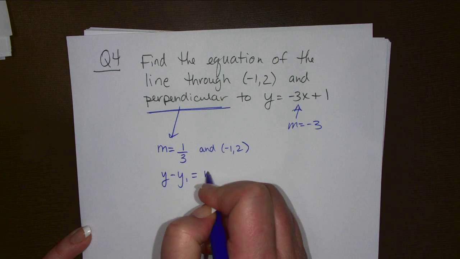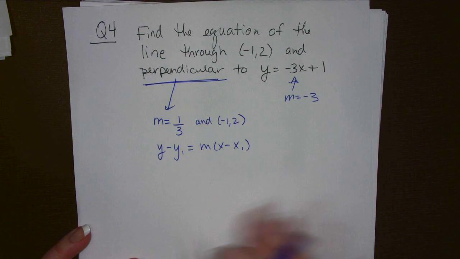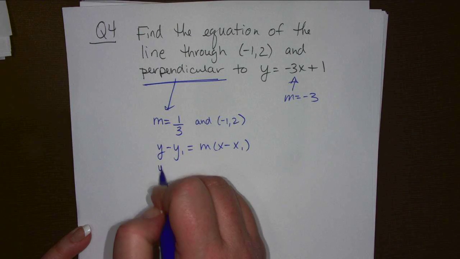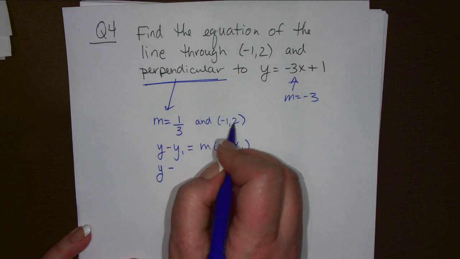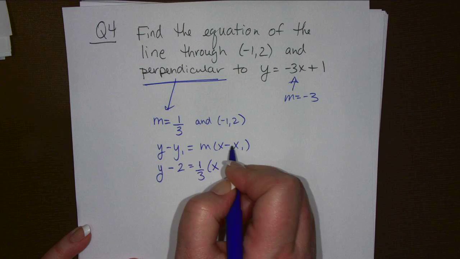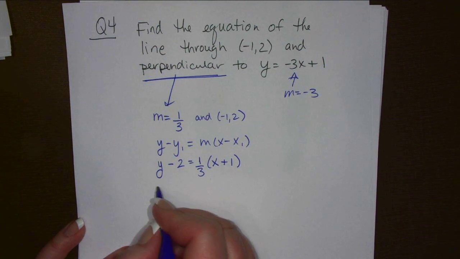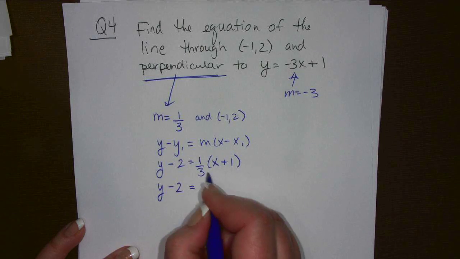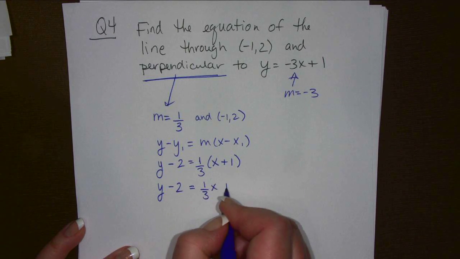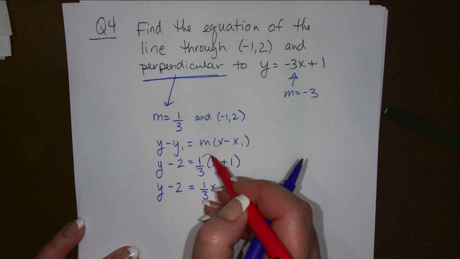So an equation of a line. Plug this information in and rearrange it. So y minus 2 equals 1/3 onto x minus a -1. One-third x plus 1/3, that's multiplying. Leave the y by itself.